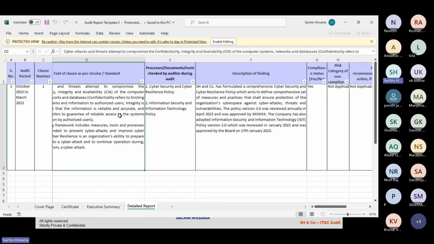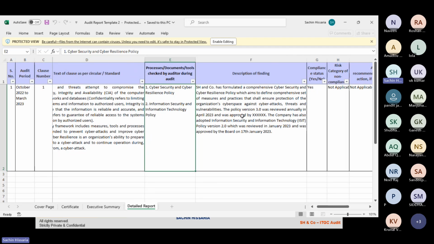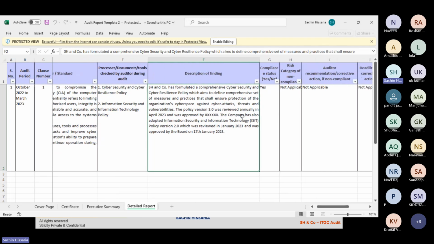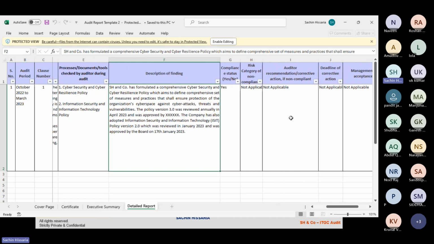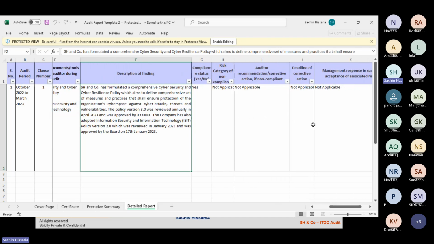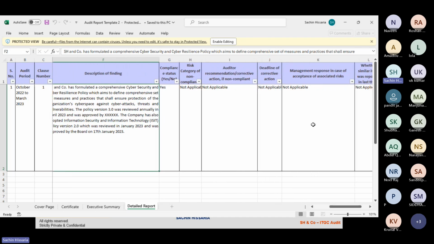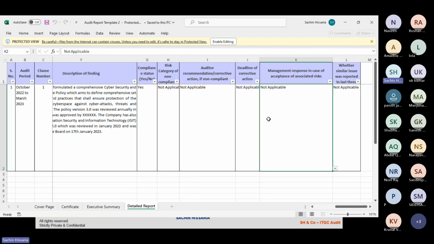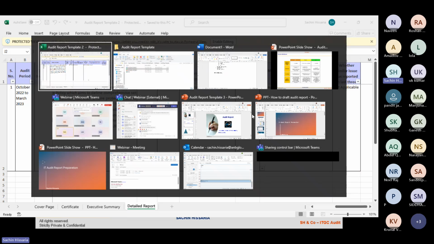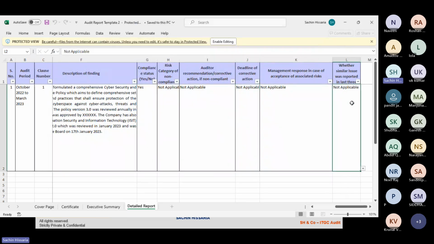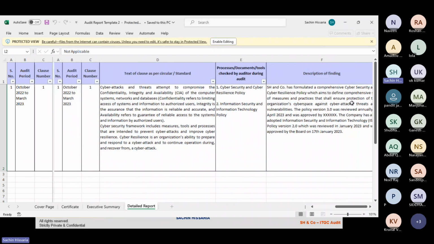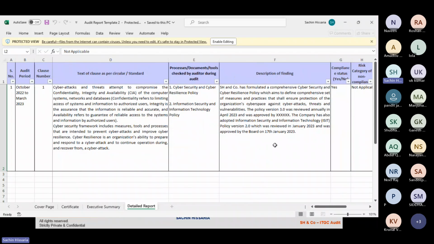What process document you have verified as an auditor. What was your description of finding or assertions, whether it is complied or not complied. What are your recommendations. Then management's corrective action plan, so their responses. What is the deadline for the corrective action, like a target date. And whether this is a repeated issue or a new issue. So this is also one of the report formats.